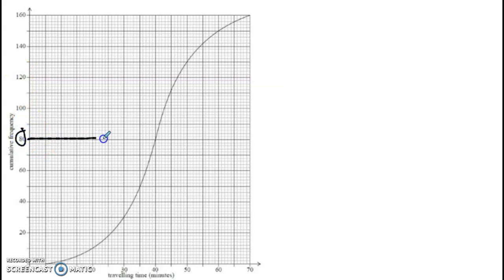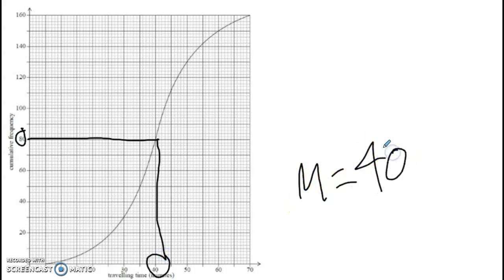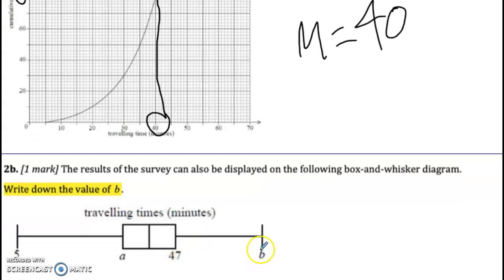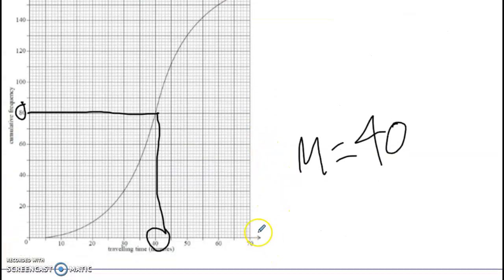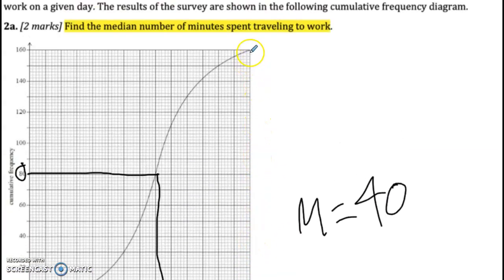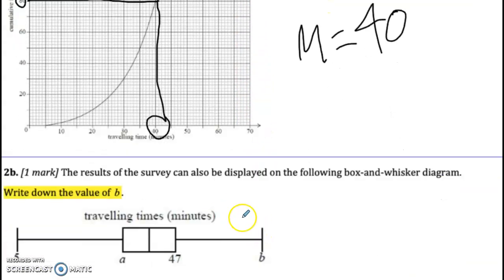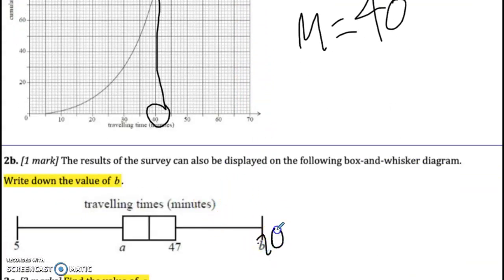So I come over here and I go down, and the median was 40 minutes. A lot of you went from here up and over, but when you're asked to find the median from a cumulative frequency, you have to go from the left side. And then the value of B would be the total, or the biggest traveling time, and that would have been this one right here, because that's where the last person was accumulated. Most of you got that one right, but that would be 70, and I just calculated that to be 40.